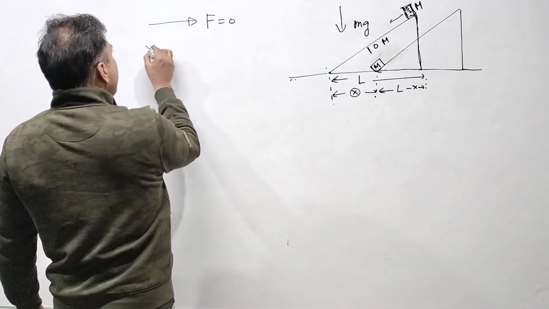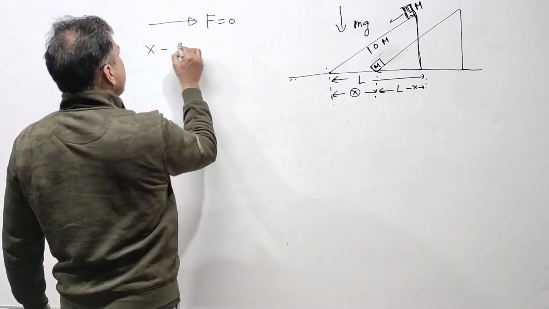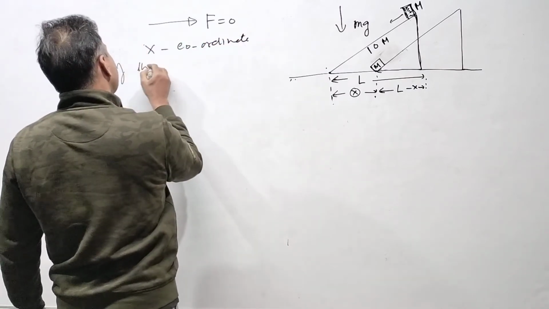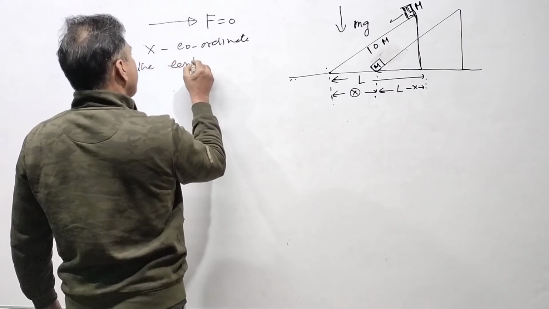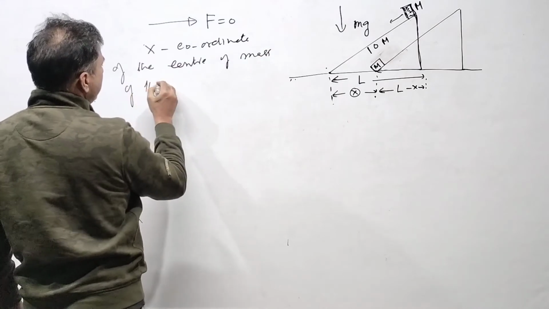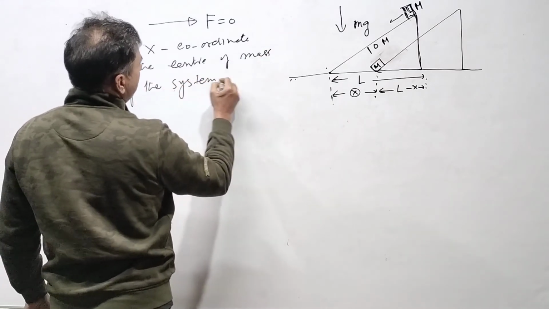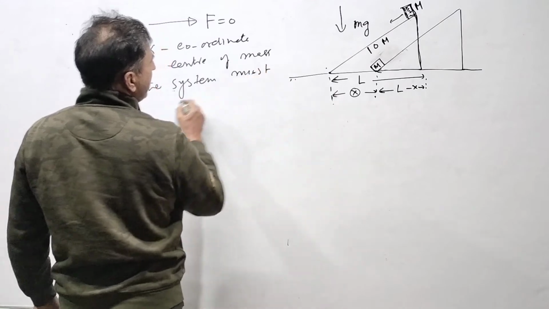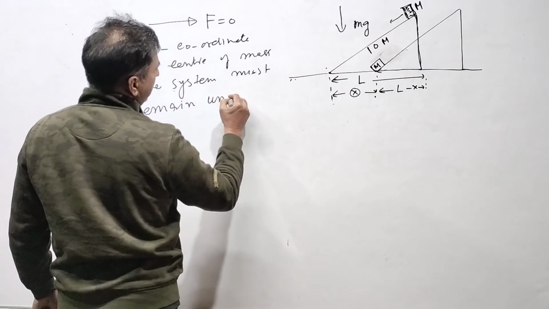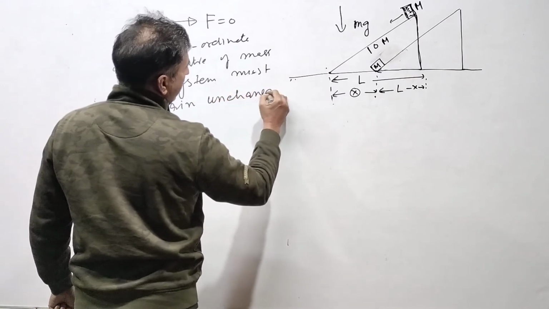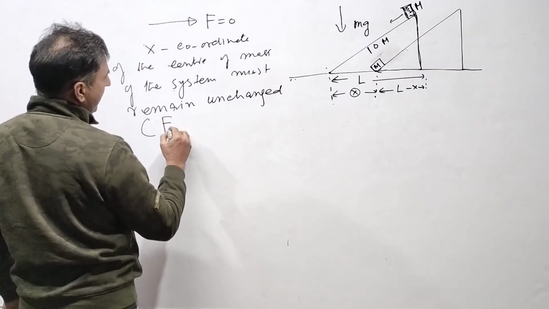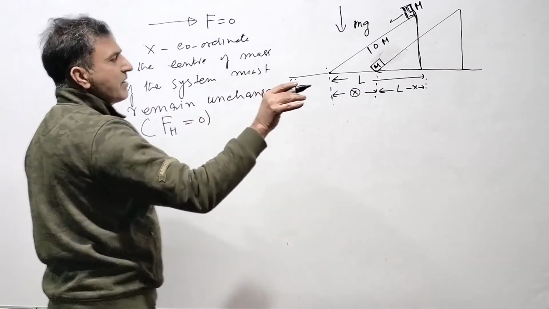So the x coordinate of the center of mass of the system must remain unchanged. Why? Because F horizontal is 0. Horizontal force is 0.